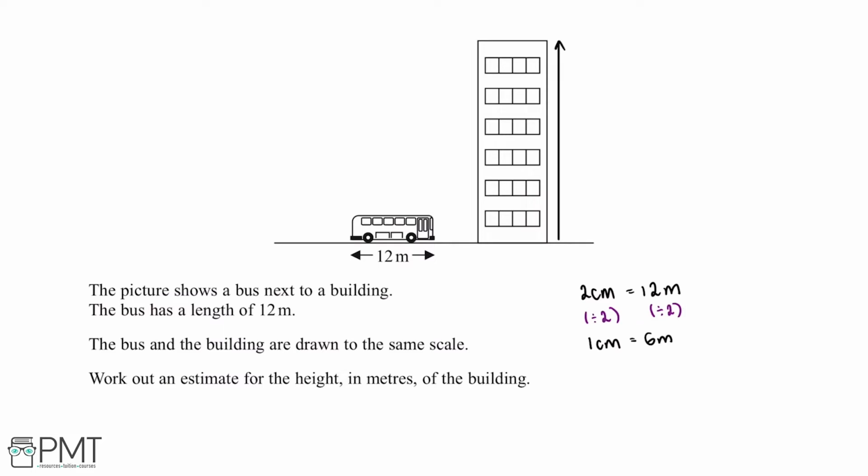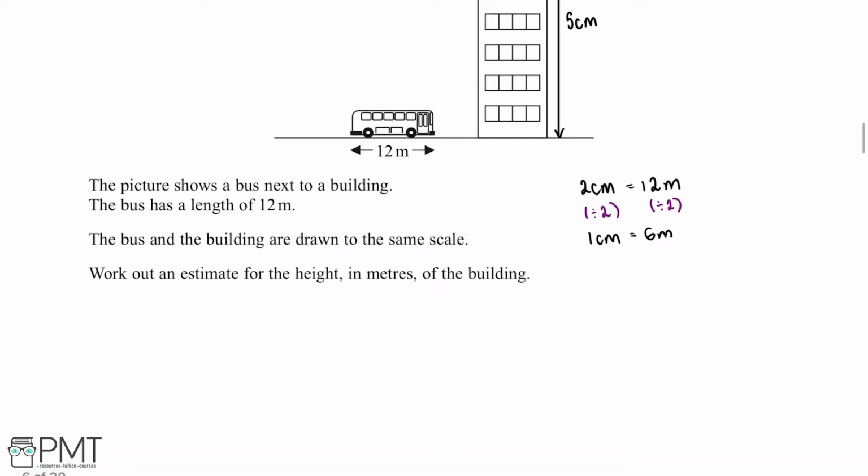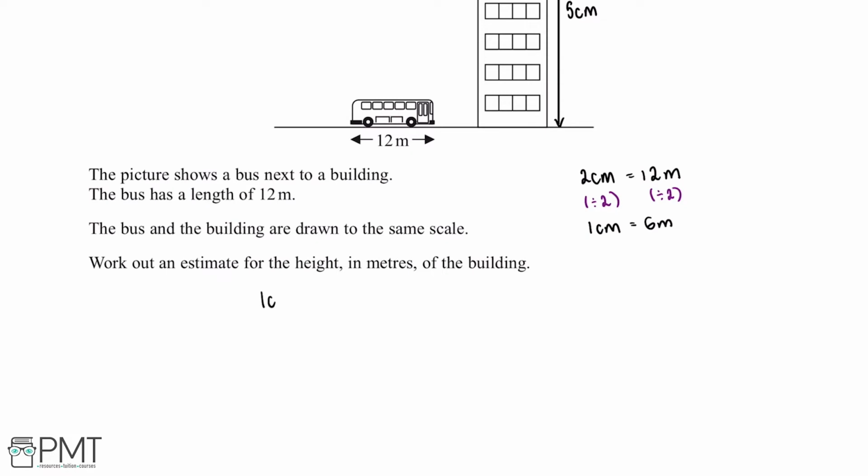So now the next thing we'll want to do is measure the height of this building. So again, using a ruler, we can measure this as 5 centimetres. So we've worked out our scale as being 1 centimetre is equal to 6 metres. And in order to get from 1 centimetre to 5 centimetres, we'll want to multiply by 5. So we can do the same to the right-hand side of this equation. And this tells us that the building is 30 metres high.